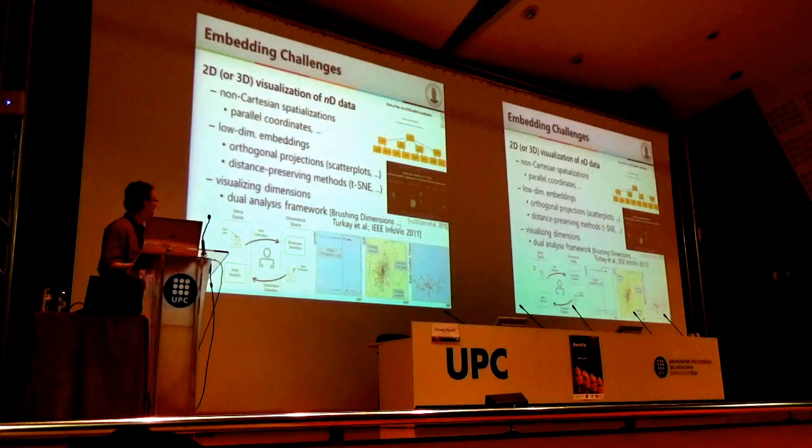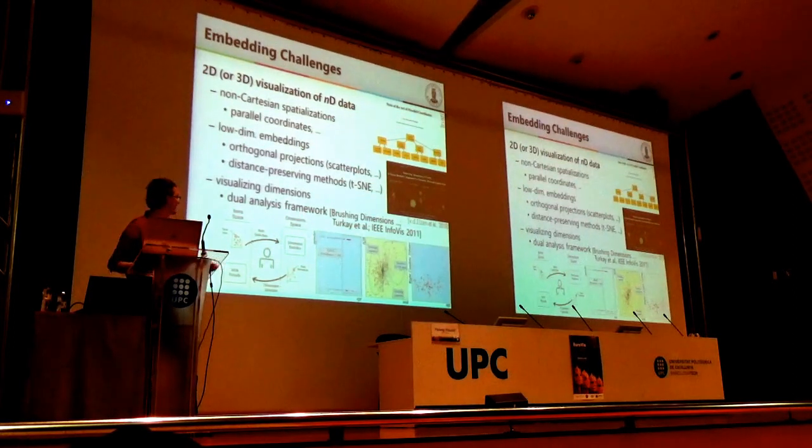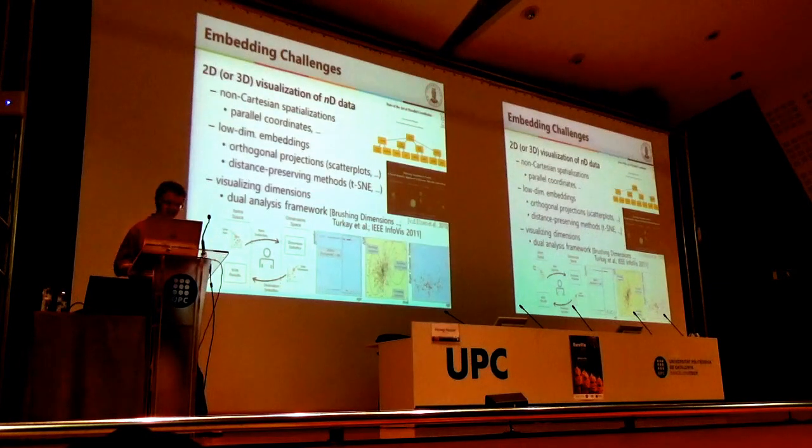One work that I thought was interesting that we did a few years back in Bern was called Brushing Dimensions, where we thought about, can we take the dimensions of the data set and make them first order objects of the visualization themselves? And we came up with what we call the dual analysis framework, where we have both the visualization of the items on the one side and the visualization of the dimensions on the other side. And we have managed to link them up in an interactive visual analytics framework that allowed us to work on both sides, and this has been adopted by now also in other solutions.